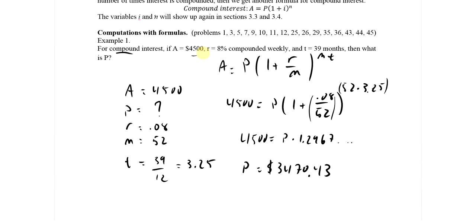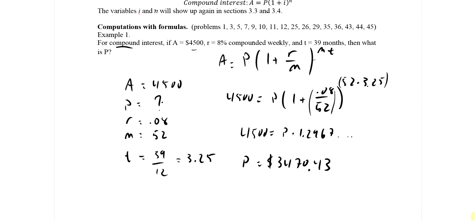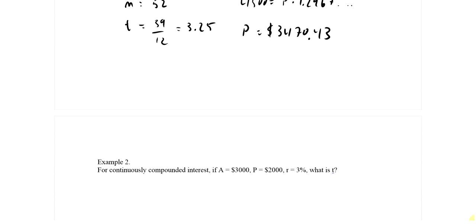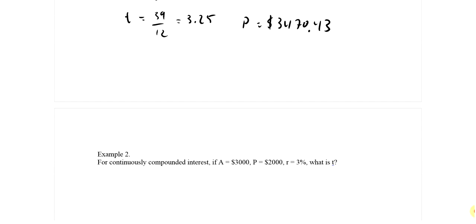So standard format. There's a formula. They give you all but one of the variables. Figure out what that last variable is. So, example 2, for continuously compounded interest, oops, scrolled by a little bit too fast. For continuously compounded interest, if A is this, P is that, and R is that, what is T?